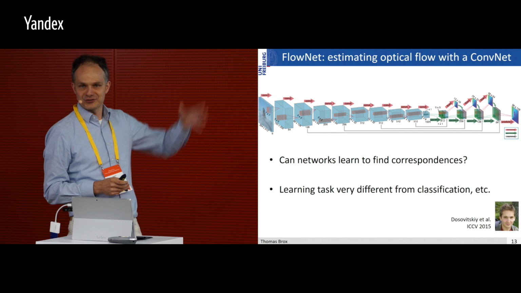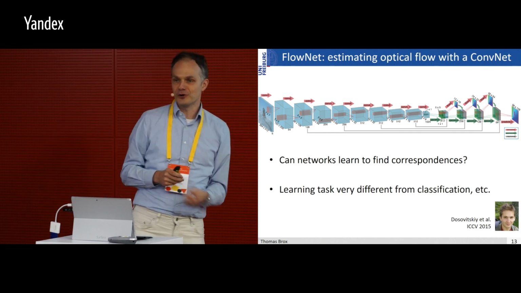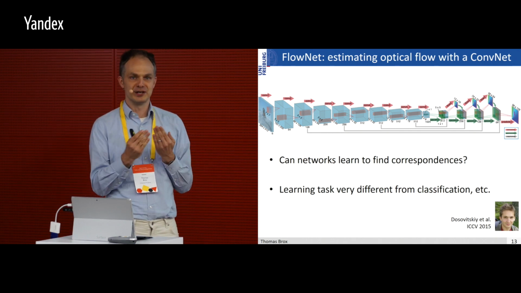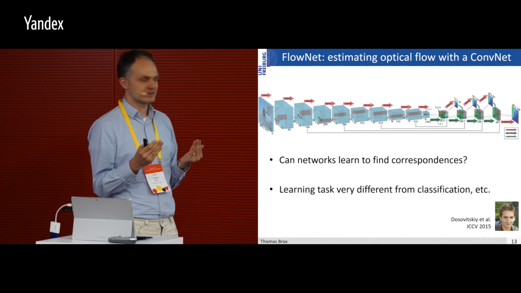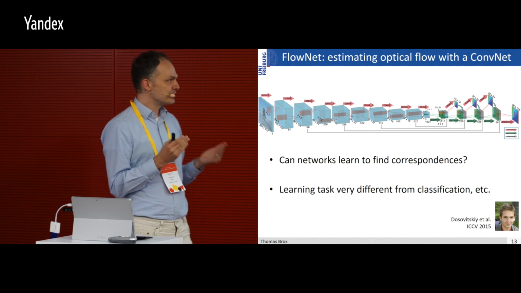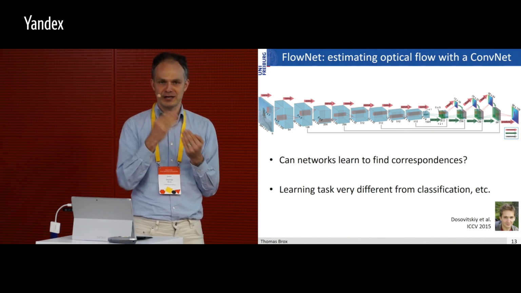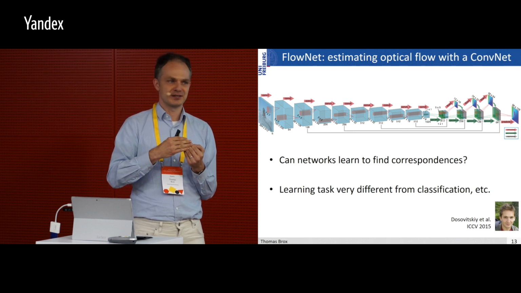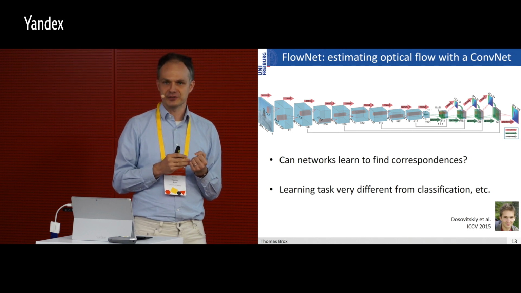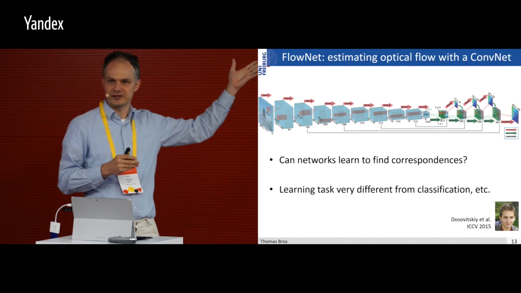Now the question is, does that work? Can networks learn to find correspondences between images? This is a learning task that is very different from classification. There you don't need to establish correspondences, but you have to find features that allow you to provide a certain class label. This is a learning task that is very different from that.